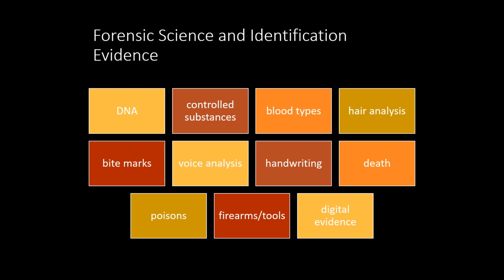Now, DNA is a useful tool, but what about controlled substances? Why is that up there? Well, if you see a white powder, how do you know what it is? Is it fentanyl? Is it cocaine? Is it powdered sugar?